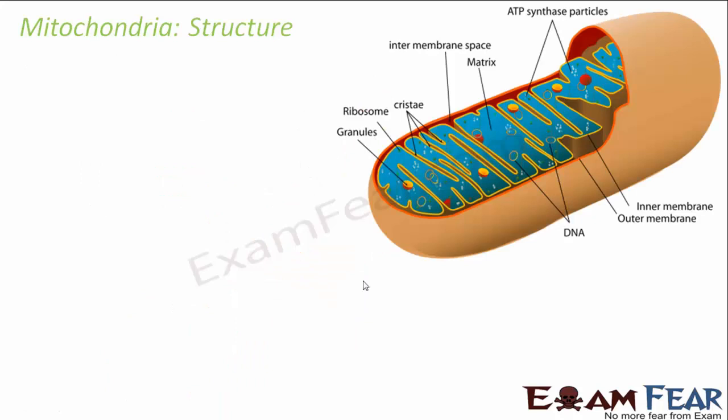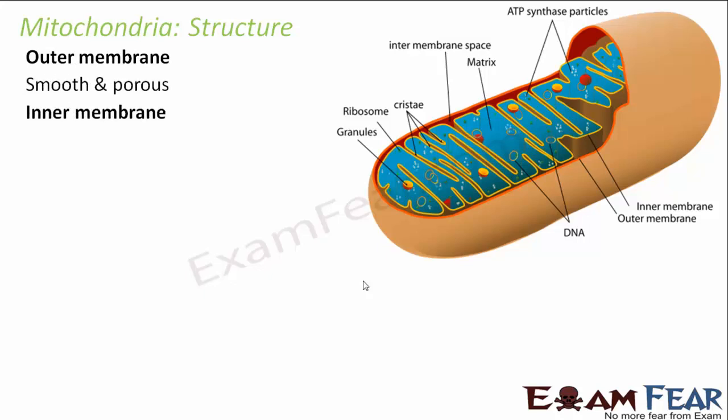So let us look at the structure of a mitochondria. It has an outer membrane and another inner membrane. If you look at the figure, this red line represents the outer membrane of the mitochondria, which is smooth and porous. This membrane is smooth. It has no obstructions, right? So this is the outer membrane.